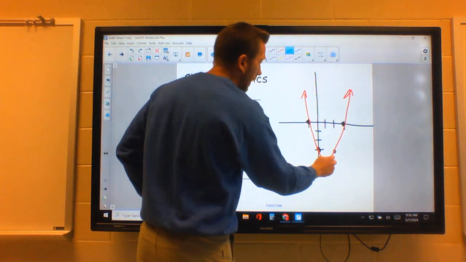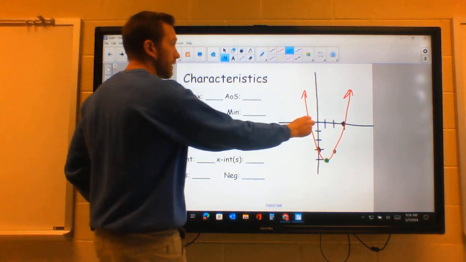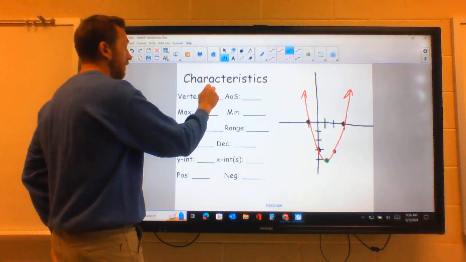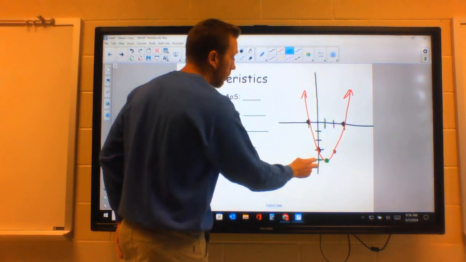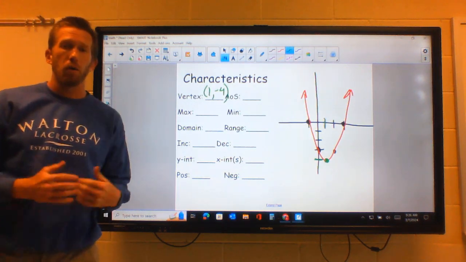The obvious point that I think we should all be able to identify first is our vertex, and that's just counting our x value, which is over there at 1, comma, down to our y value over here at -4. Okay, so 1, comma, -4 being our vertex.